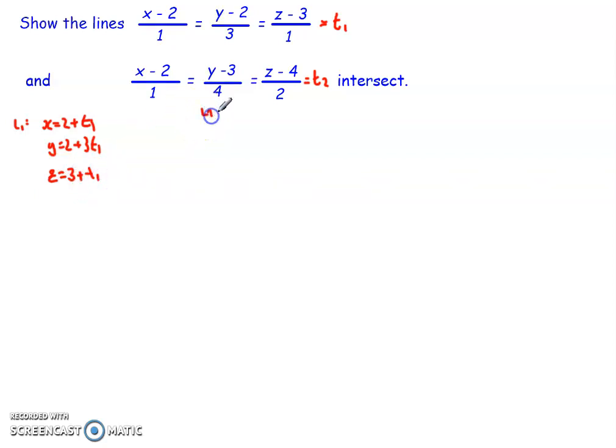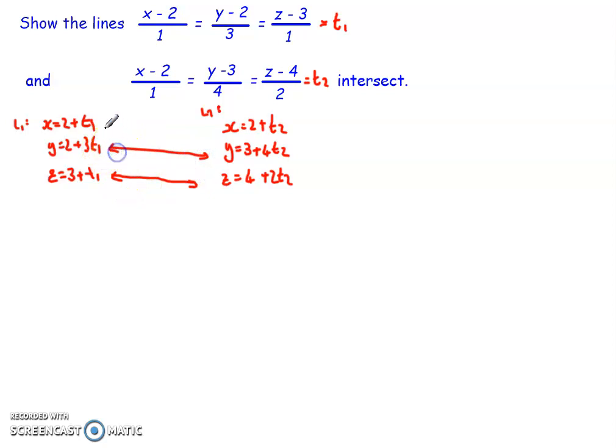Second one, line 2, which would be this one here with the variable t2. What I'd end up getting for x is x equals 2 plus t2, y is equal to 3 plus 4t2, and z is equal to 4 plus 2t2. Now that I've got that, equate each of the terms, so each of the z's together, each of the y's together, and each of the x's together to get equations based on the two parametric variables t1 and t2.